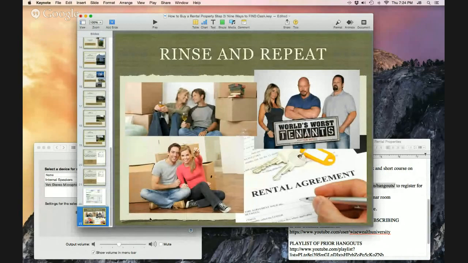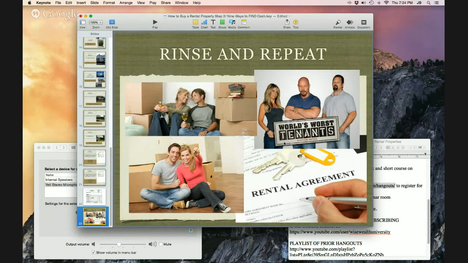Here's what you want to do. After you get that done, you want to rinse and repeat. Keep doing it until you accumulate the number of rentals that you want to make a good retirement income for yourself. So keep working on finding those rental properties.